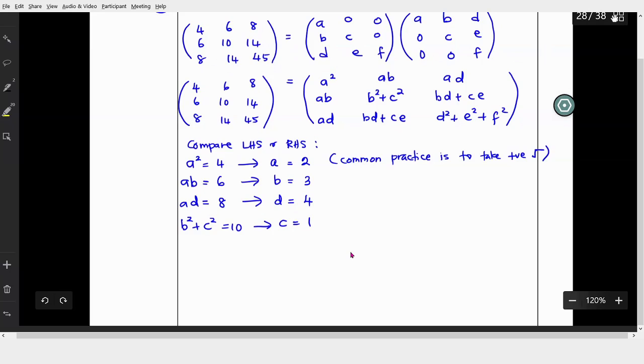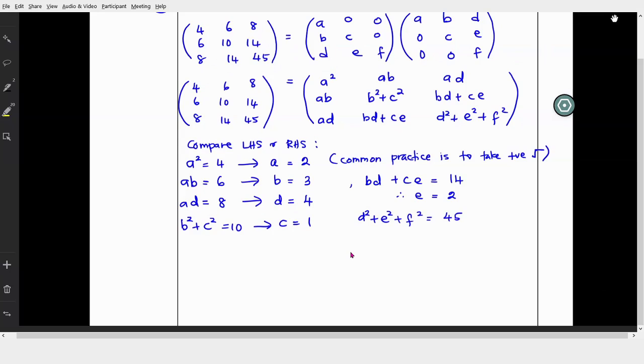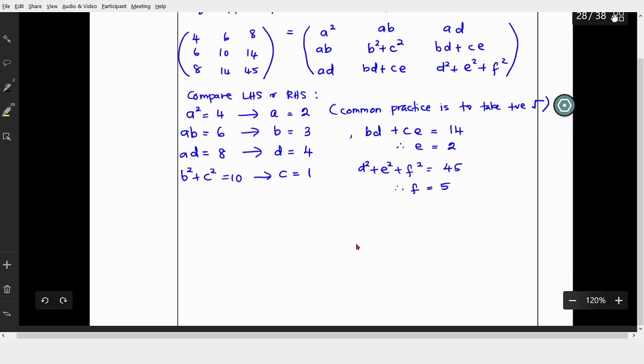Next, we have BD plus CE equals, at the left hand side, 14. We have B value, D value, C value, so we can get the E. Substitute the known values into the calculator, and you can come up with your E, which is 2 in this case. And lastly, D square plus E square plus F square equals 45. Substitute D and E, and you come up with your F, which is 5 in this case. Alright. In the exam, in the test, you might have numbers in terms of decimals here, so you need to expect that too. So step 2, alright, we have Ly equals B.